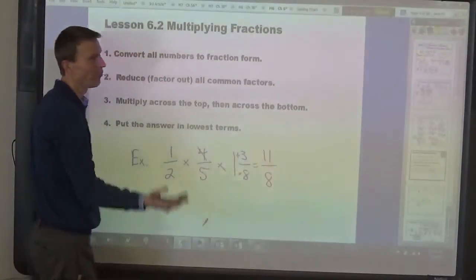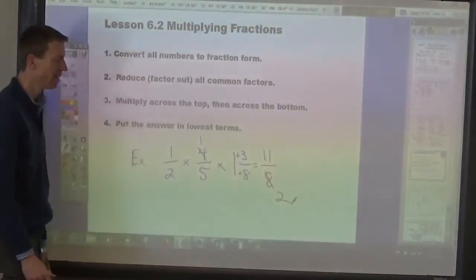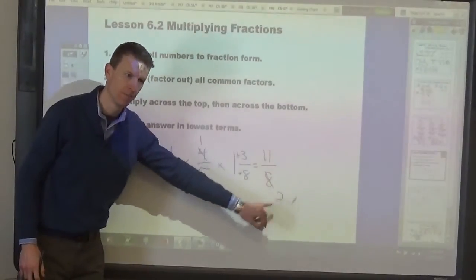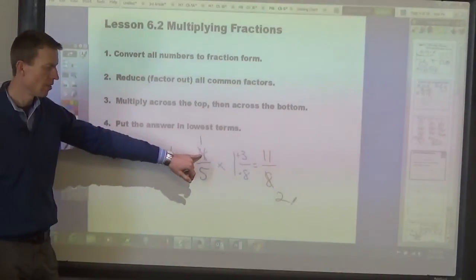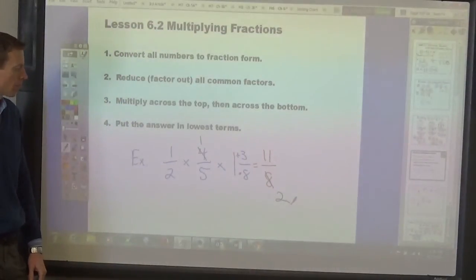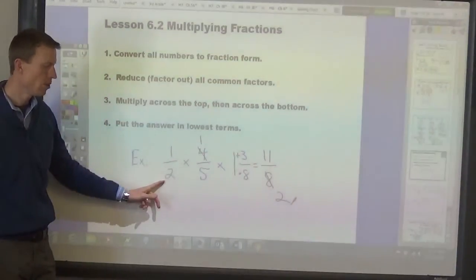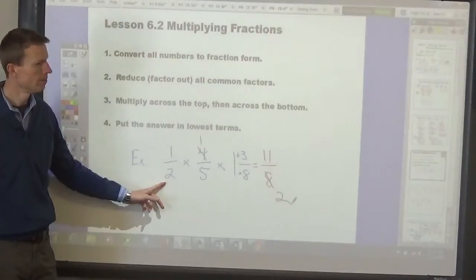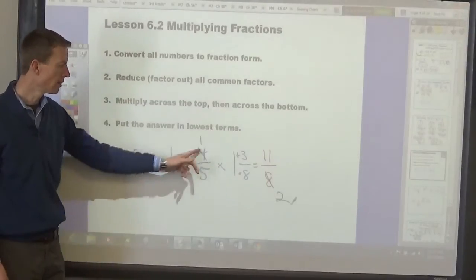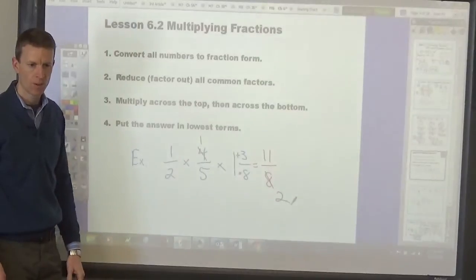Take out the 4s. There's one 4 and two 4s, right? So 4 over 8 is the same as 1 over 2. Now, can I factor the 4 again and reduce the 2? No, not once I cross it out once. Once I cross out the 4 and write a 1, I can't factor it again. Okay?